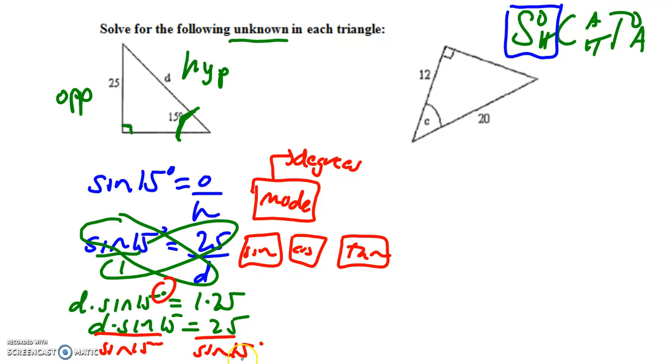So what you would do to find this decimal answer is take 25 divided by, when you press sine, you should see sine of parenthesis. Please plug the 15 in there. And if you did that correctly in your calculator, you should get the answer of that D equals 96.59 units.